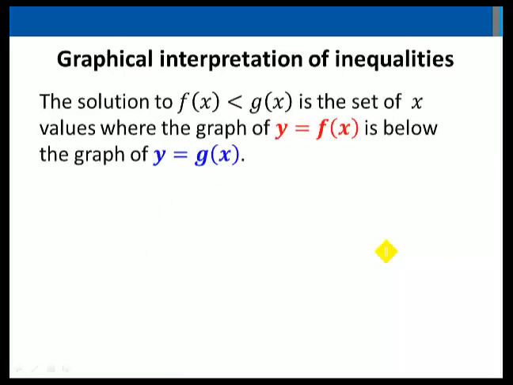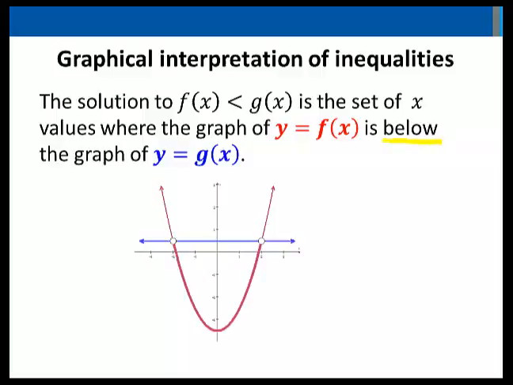The graphical interpretation of inequalities. The solution to f of x less than g of x is a set of x values where the graph of y equals f of x is below the graph of y equals g of x. Here we have our red graph, y equals f of x, and our blue graph, y equals g of x. F of x is below g of x from x equals -2 to x equals 2, giving us a solution of -2 less than x less than 2.